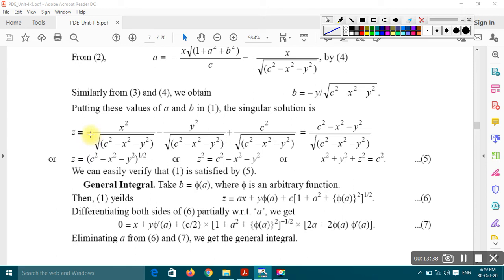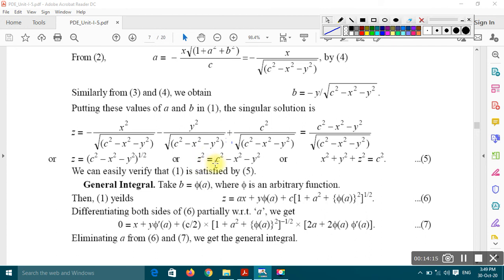So we get z is equal to minus x square upon under root c square minus x square minus y square, minus y square upon under root c square minus x square minus y square, plus c square upon under root c square minus x square minus y square. Because the denominators of these three fractions are equal, we get c square minus x square minus y square upon under root c square minus x square minus y square. So we get z is equal to under root c square minus x square minus y square to the whole power 1 by 2. Now square both the sides.